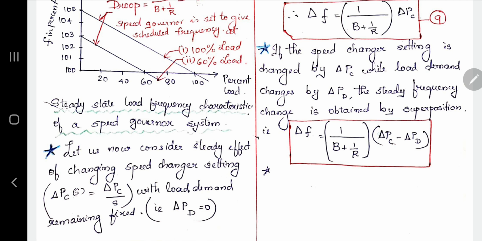So this is how the frequency is controlled using the speed changer, the speed governor system, the turbine, the generator and the load system, everything. So you can study this portion well. Thank you very much. Study well.